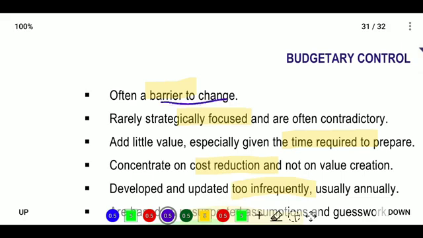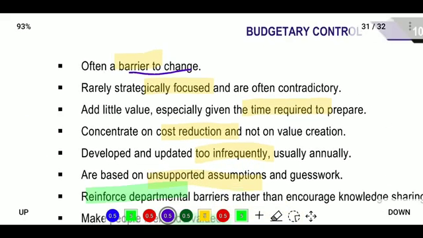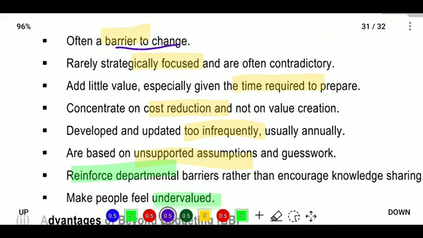So anyone can enter here. Traditional budgeting is the standard format. It is rarely strategically focused and often contradictory. Next, it adds little value, especially given the time required to prepare.